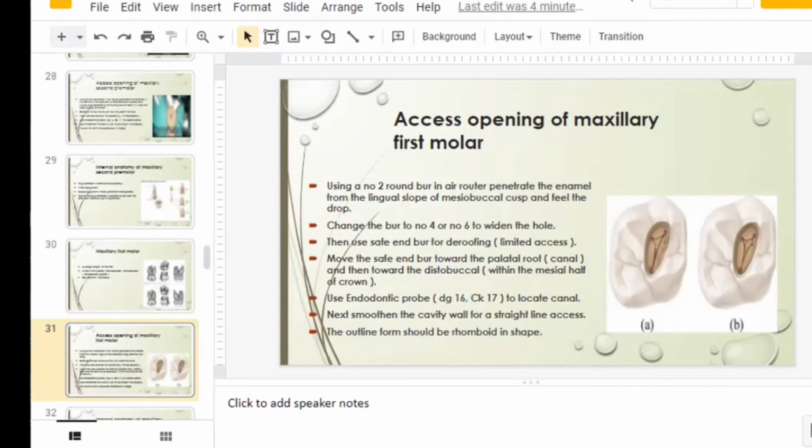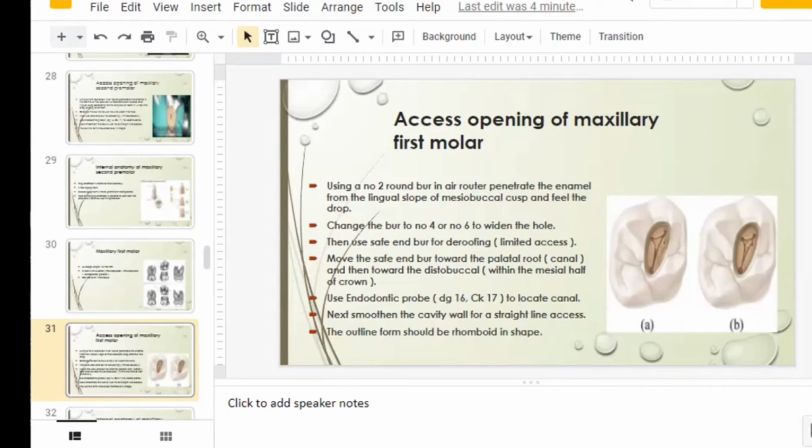So where you have to start is the lingual slope of the mesiobuccal cusp. At that point, you have to start with the round bur. At some level, you will get the drop. Then change to the number 4, then you are enlarging the hole. Then use the Safe-end bur and start deroofing. So how do you move the Safe-end bur? First towards the palatal root, then towards the distobuccal, in a triangular, trapezoid or rhomboid shape.